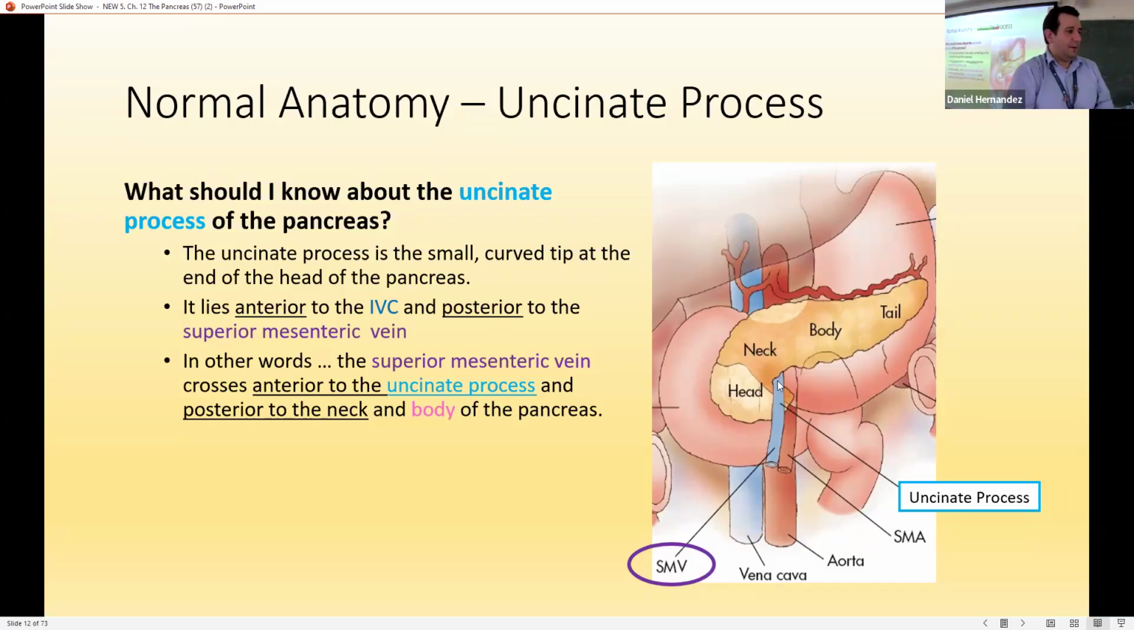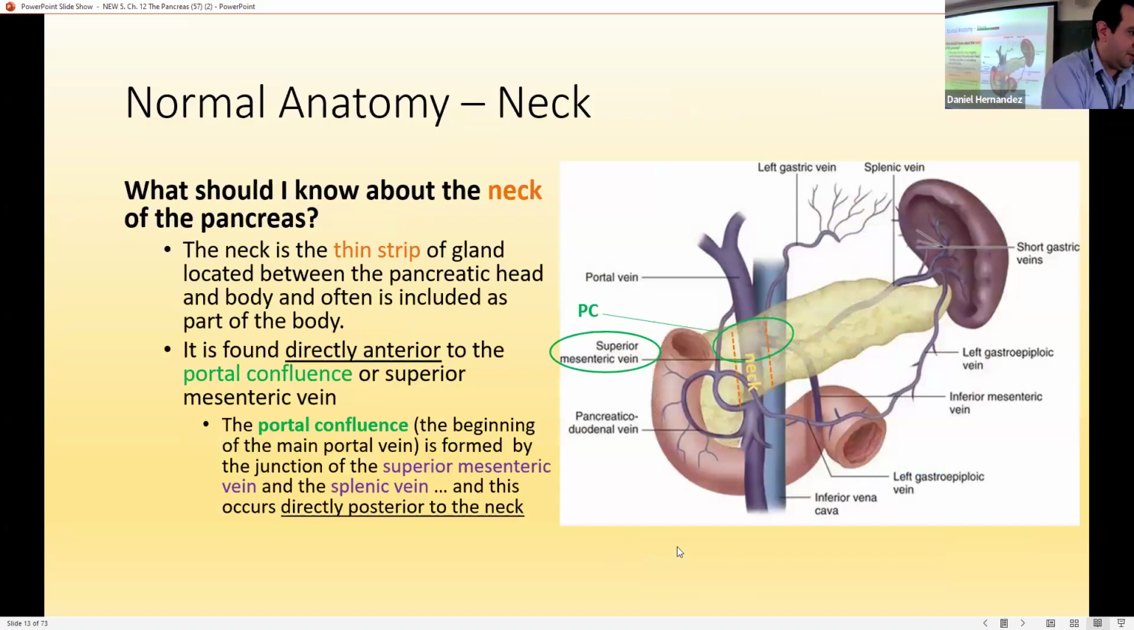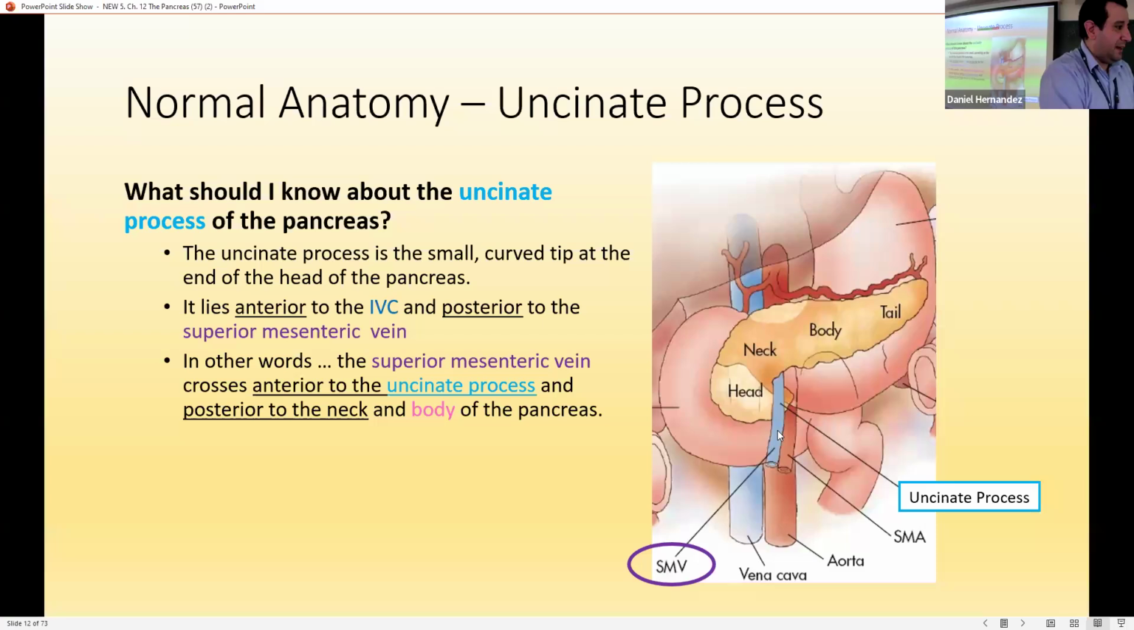When you did your sagittal picture for the pancreas and opened it up to get the SMV, we saw a little piece of pancreatic tissue posterior to the SMV. That's our uncinate process. So the uncinate process is posterior to the SMV, or another way to say it, the SMV is anterior to the uncinate process.